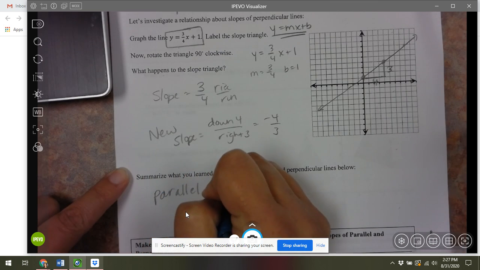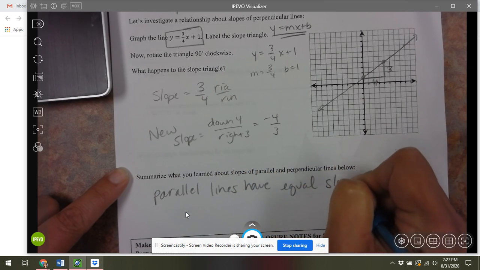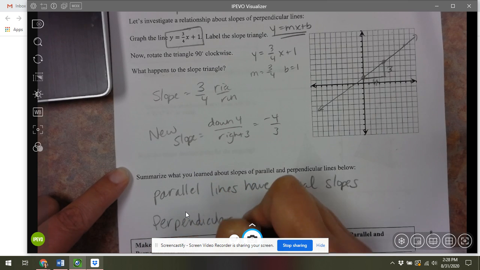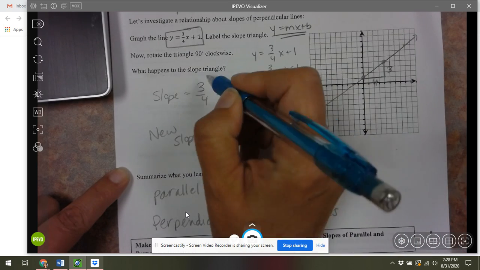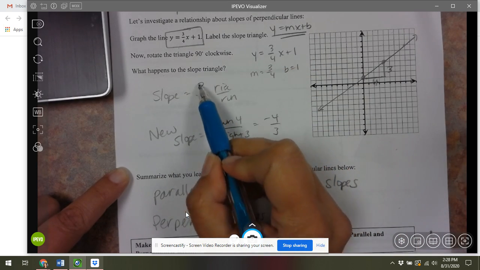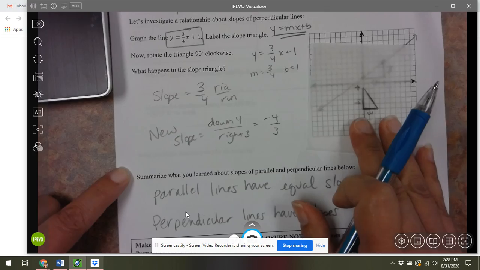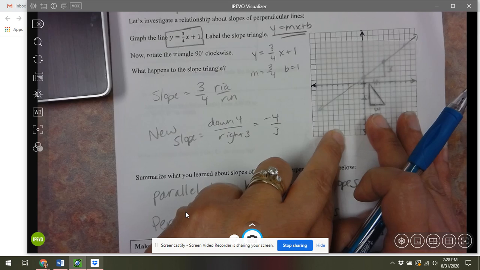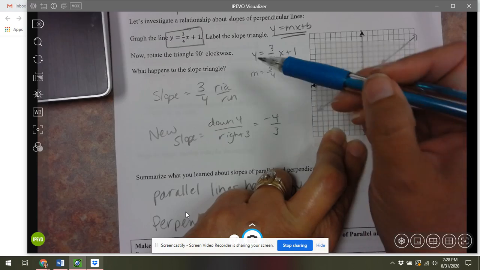And there's two things you need to know. Parallel lines have equal slopes. For perpendicular lines, the number flips. So up here, it went from 3/4 and it flipped and changed, right? It became negative. So if I put that tracing paper back up there, you can see it became negative 4/3. Negative 4/3.